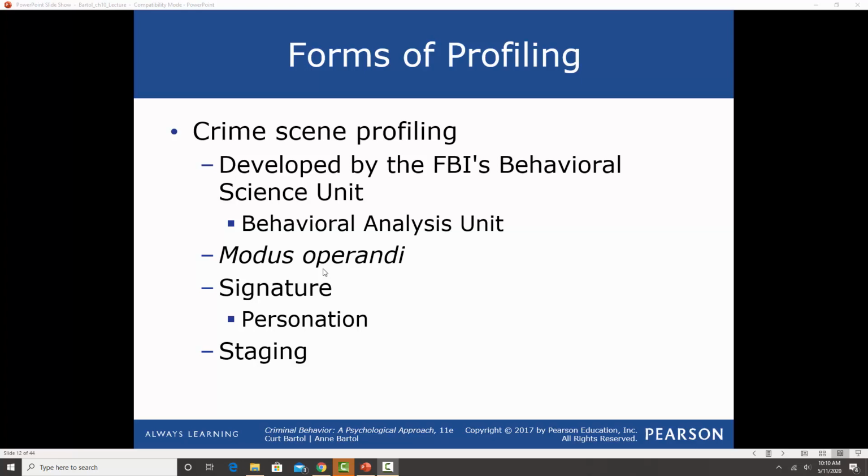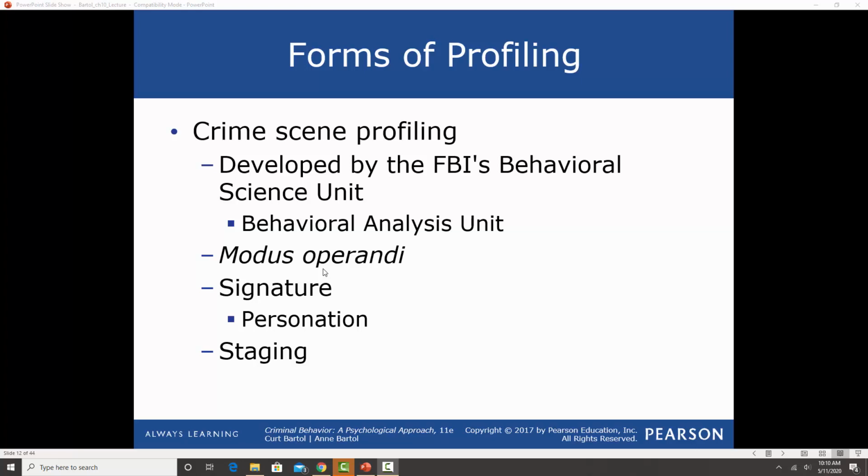Offenders learn and they change as they go along. So you have to be kind of mindful of that as an investigator. Jack the Ripper, a very famous serial case, the MO was attacking known prostitutes at night in alleys. So that's an example of MO.